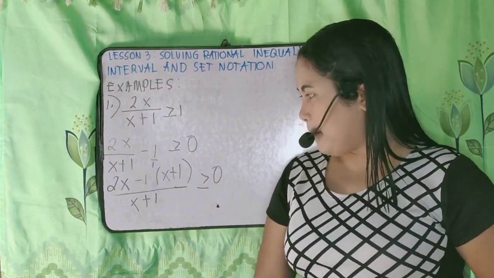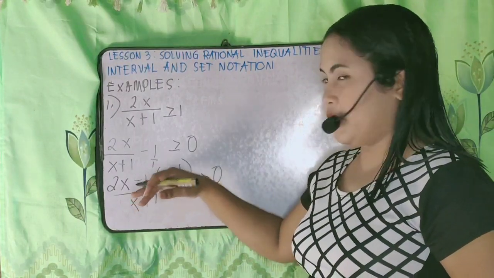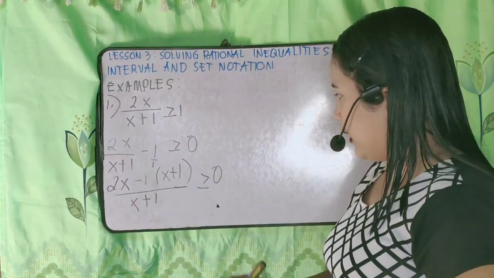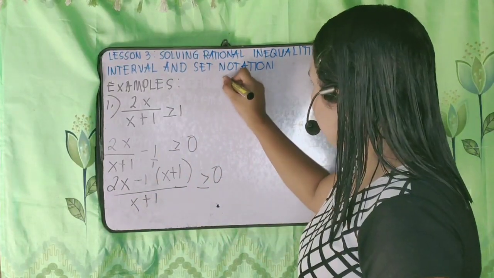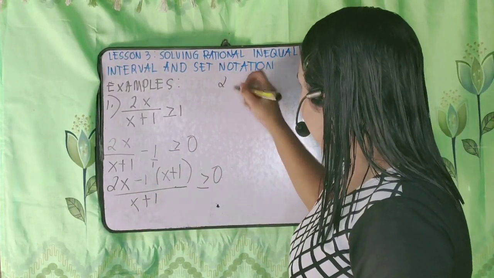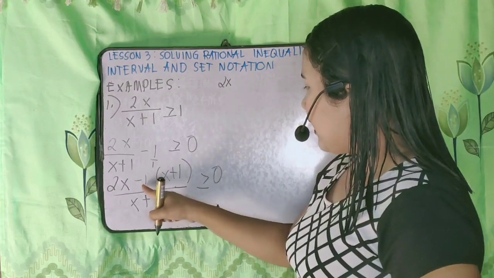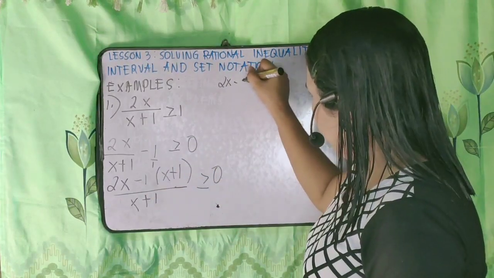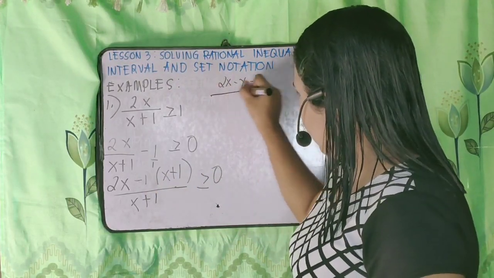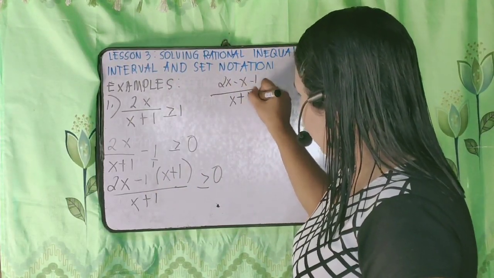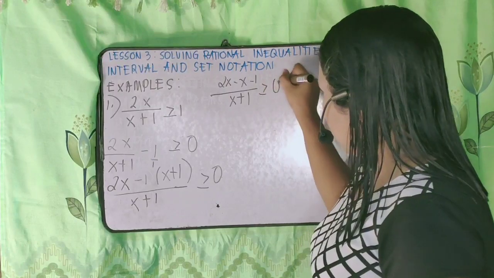Okay, so next step, distributive property. Distribute natin yung negative 1 which is, so, copy muna natin yung 2x. So, negative 1 times x, so we have negative x. And then, negative 1 times positive 1, we have negative 1. Copy the LCD, which is x plus 1. And then, greater than or equal to 0.